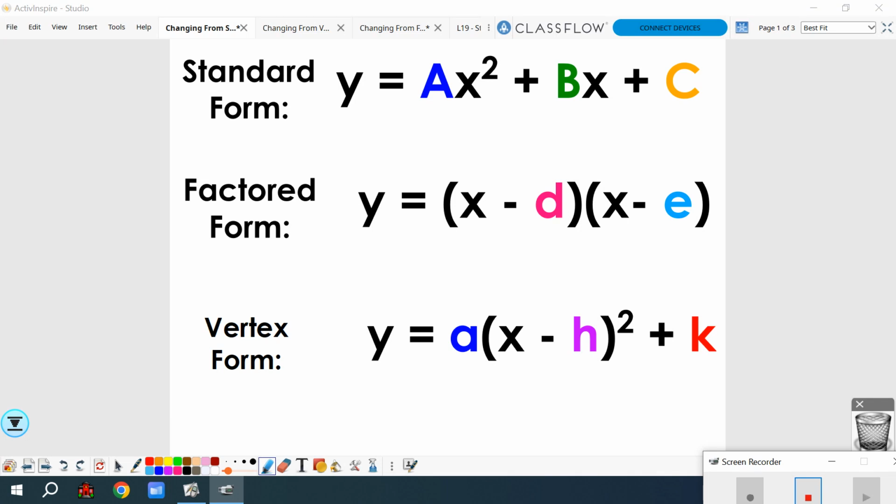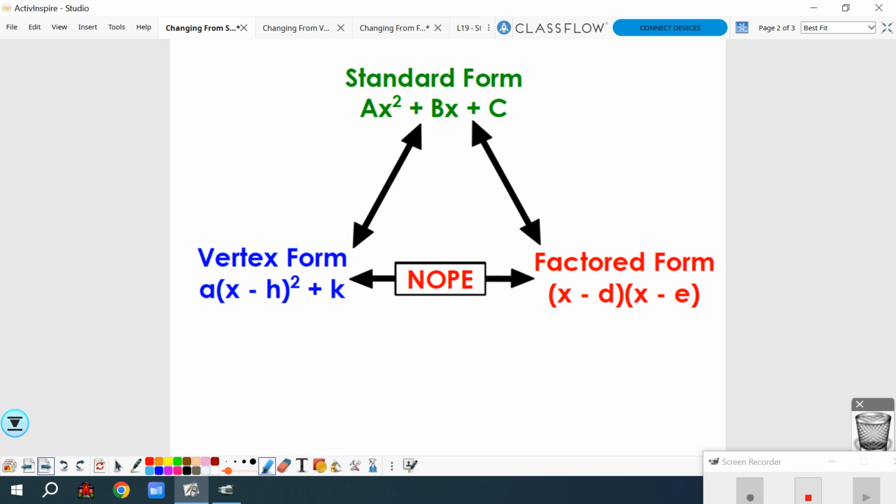So far we've learned about standard form and factored form and vertex form. And today we're going to learn how you can convert one form into the other. We're going to start with standard form.